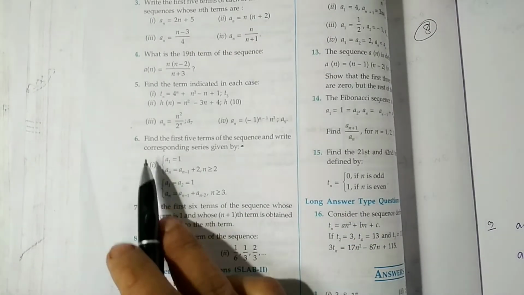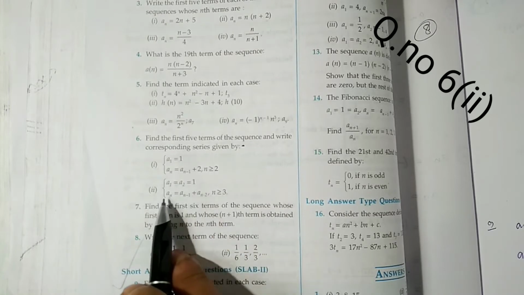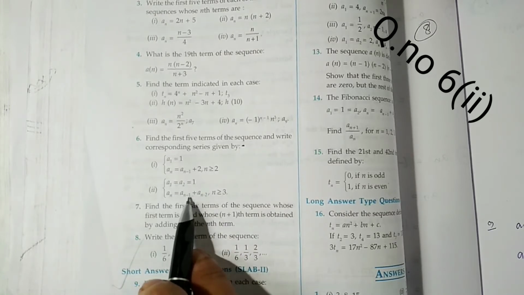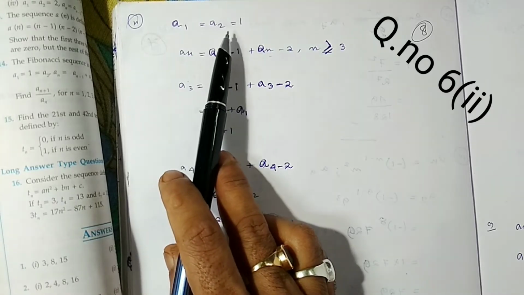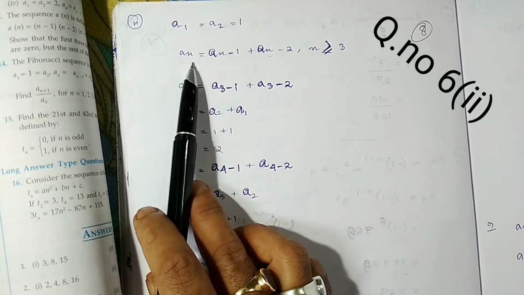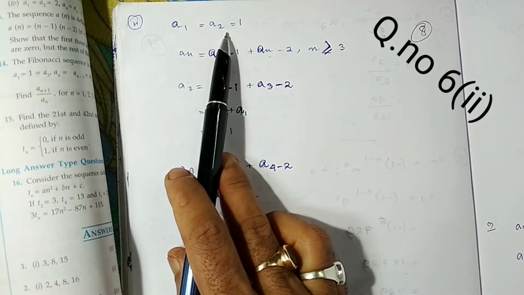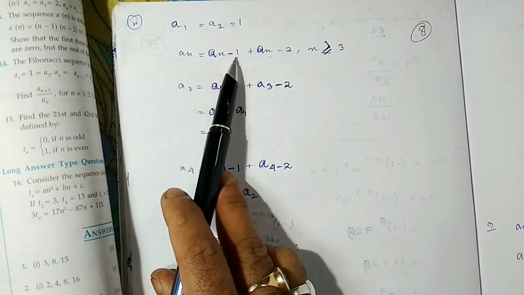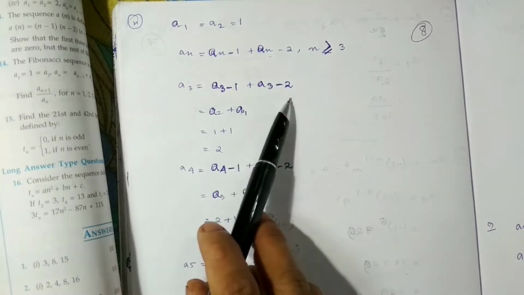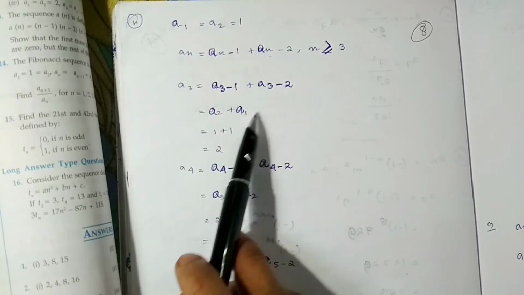Now the second part of question number 6. Here it is given A1, A2 both equal to 1. An equals An minus 1 plus An minus 2, and the value of n is greater than or equal to 3. Here A1 and A2 both are equal to 1, and for An we have to use this part. Now since A1 and A2 are both known, we will start from A3. So A3 will be A3 minus 1 plus A3 minus 2. Now A3 minus 1 is 2, plus A3 minus 2 will be 1.